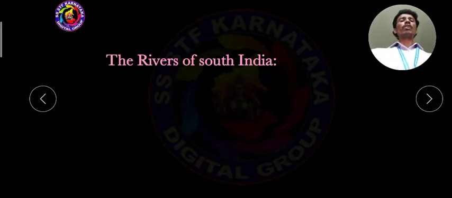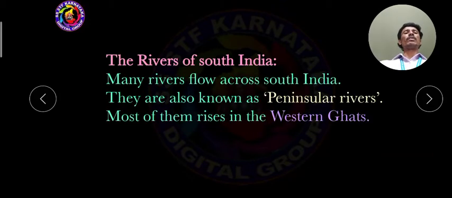Then after the North Indian rivers, we should gather detailed information about the rivers of South India. See mainly here, rivers of South India. Many rivers flow across South India. They are also known as peninsular rivers. Most of the rivers rise in the Western Ghats.